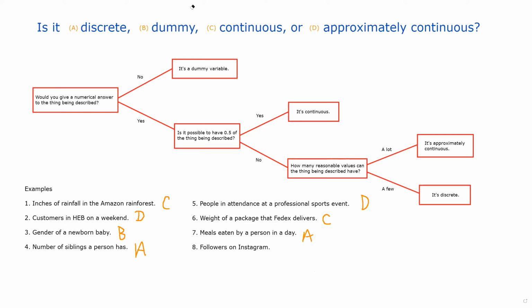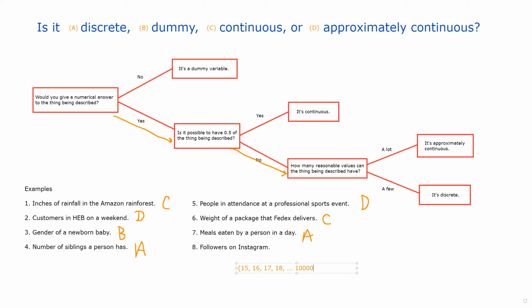And last one, followers on Instagram. Would you give a numerical answer to the thing being described? Yes, of course. Is it possible to have half a follower? No. How many reasonable values can the thing being described have? Well, if you're not very popular like me, you might only have something like 10, 15, 20 followers, right? But if you have 15 followers, you can have 16, 17, 18.